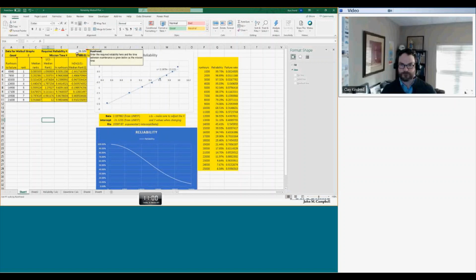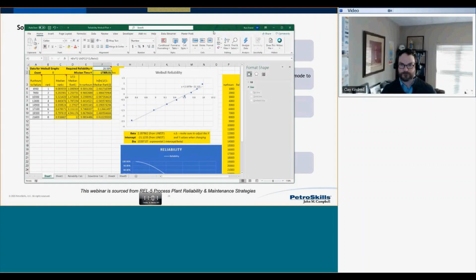And if you wanted to, you can calculate the mission time based on required reliability. Punch your reliability in there, and you get the mission time here. It's a little bit of work to do the spreadsheet, but once you've got the spreadsheet, it's pretty easy.